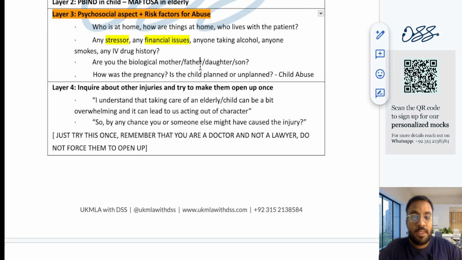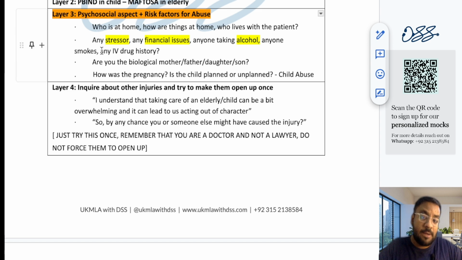And then talk about alcohol. By any chance, is anyone drinking alcohol very frequently, or is anyone a chronic alcoholic in the home? That may be a reason for child abuse, or that may be a reason for elderly abuse.